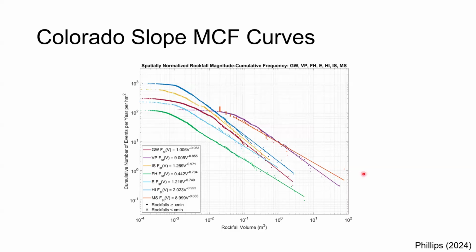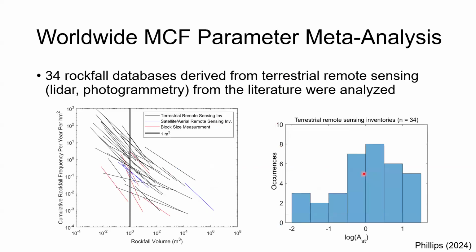Now, admittedly, we have 7 sites, and in the context of comprehensive monitoring-based studies, that's a lot of slopes. It's still a pretty small sample size overall, and so we wanted to go a step further than this and try to leverage the broader set of data that exists in the literature. So my former master's student, Cam Phillips, went ahead and compiled a database from the literature, including 34 different sites from around the world.